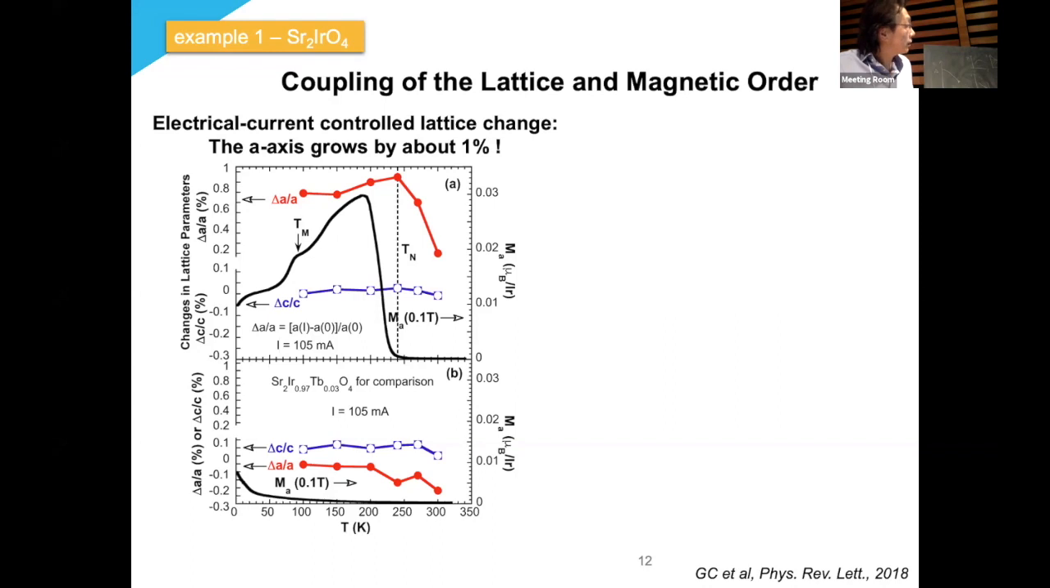So this is what we see here. This is the A-axis, this is the C-axis expansion. You can see that the expansion is very, very small. So this gives us some confidence that the type of behavior that we've seen may be intrinsic. But of course, we want to make sure everything is in order.